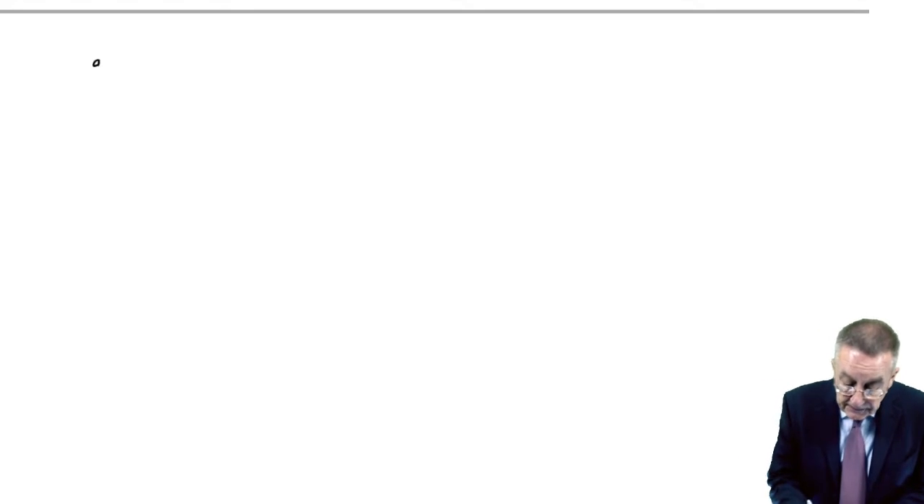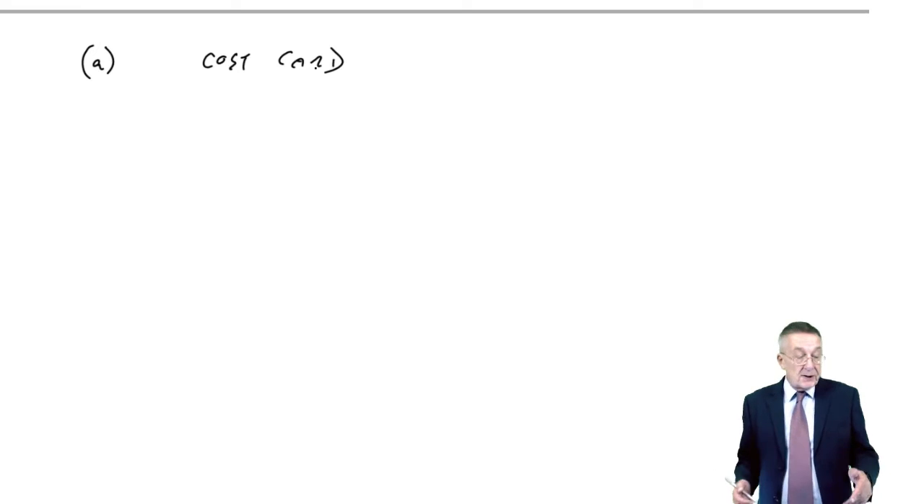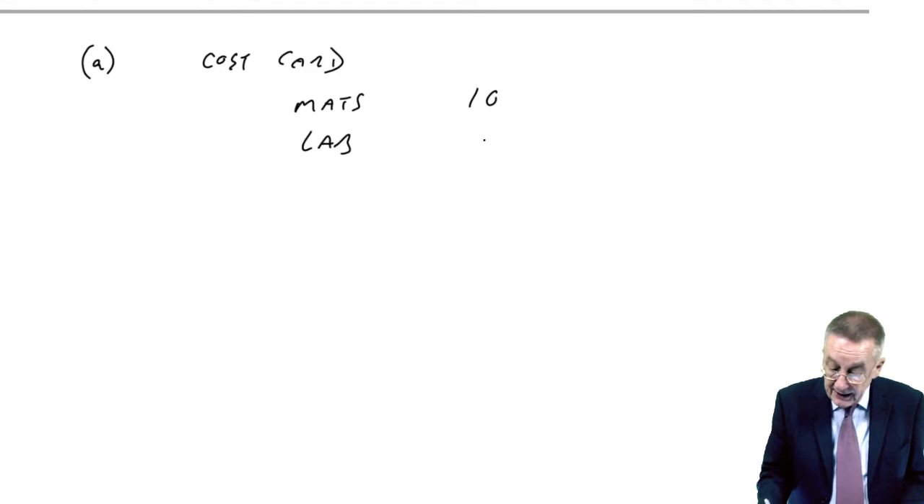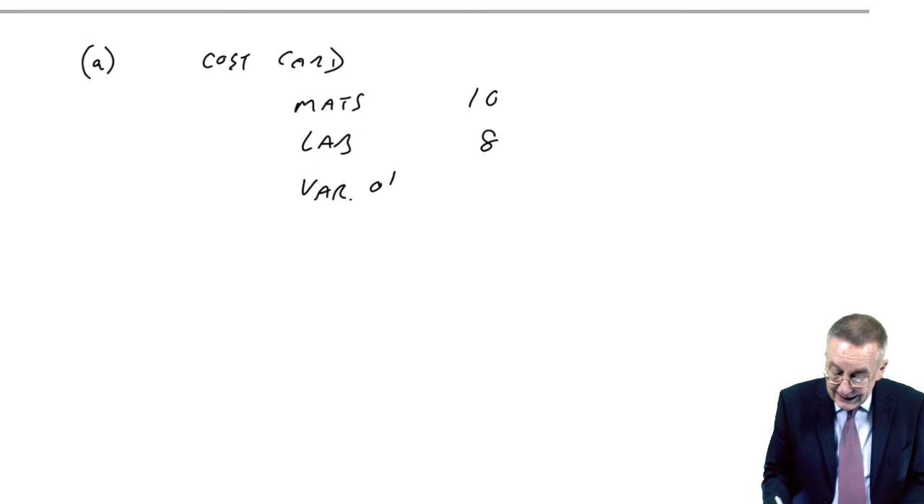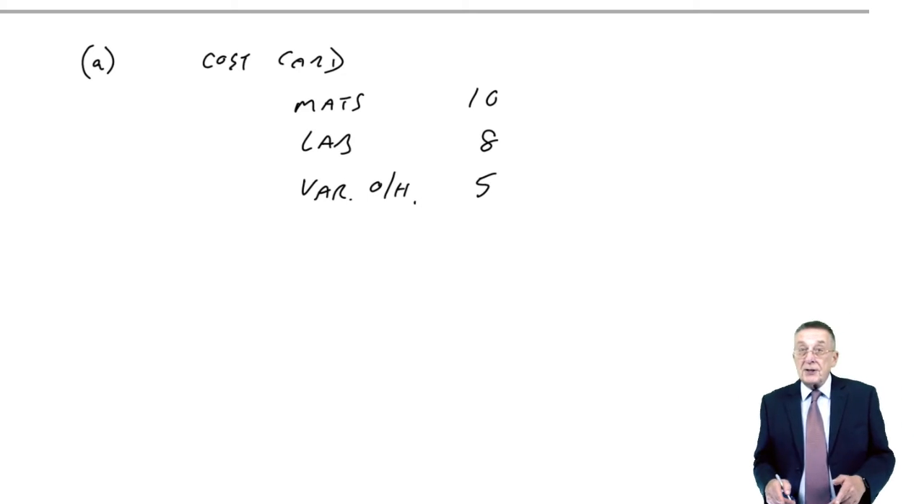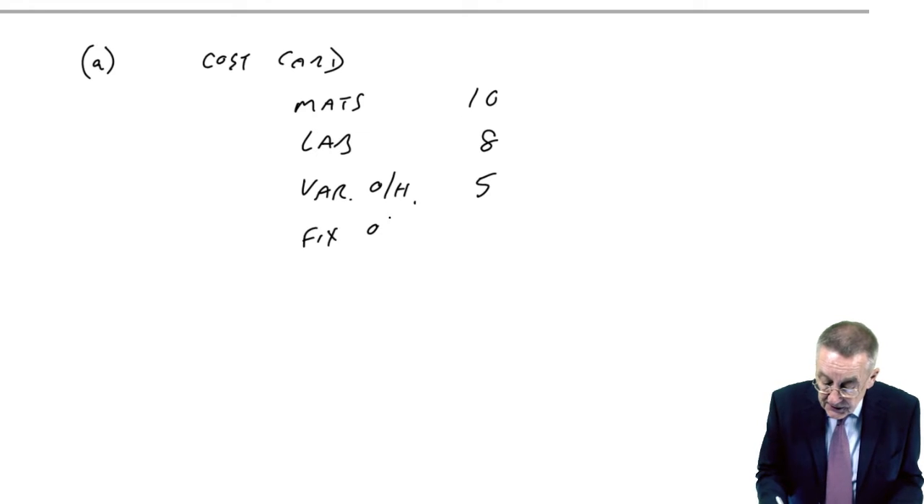What we do is this. We'll produce a cost card to see how much each unit is costing us. And here, straight off, materials $10, labour $8, variable overheads $5. They want the full cost, and so we also need to bring in the fixed overheads.